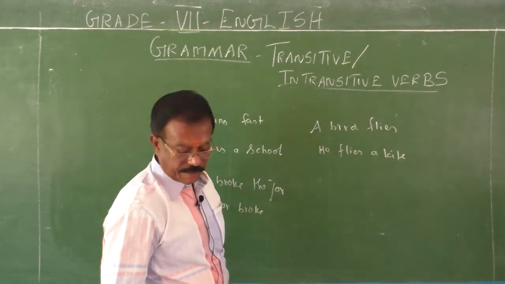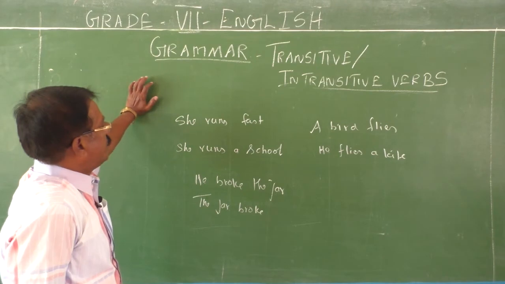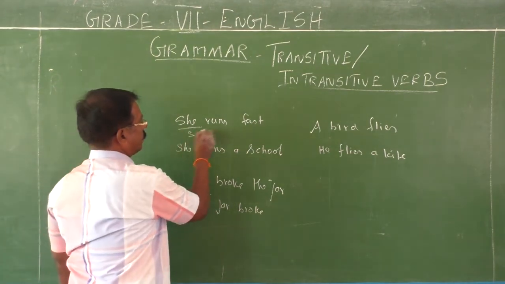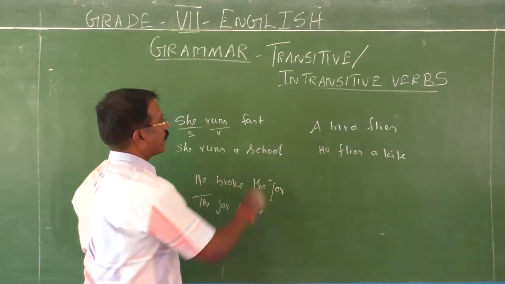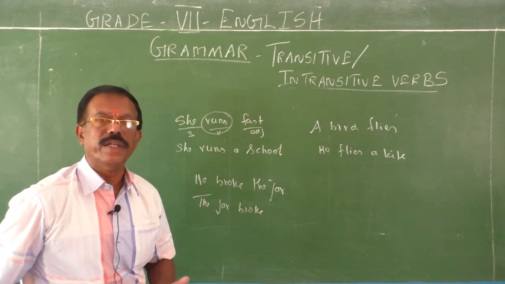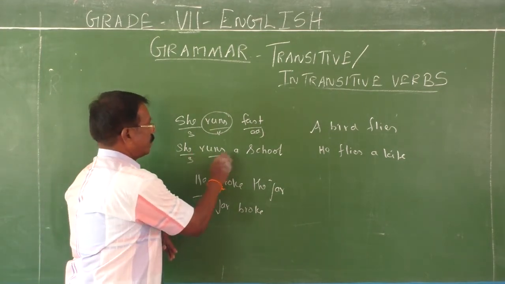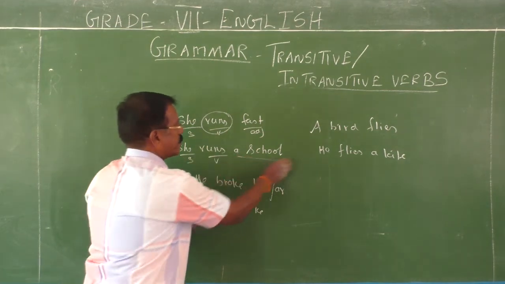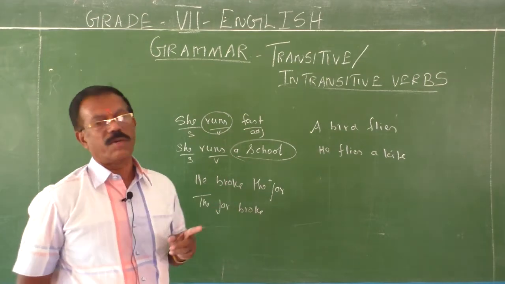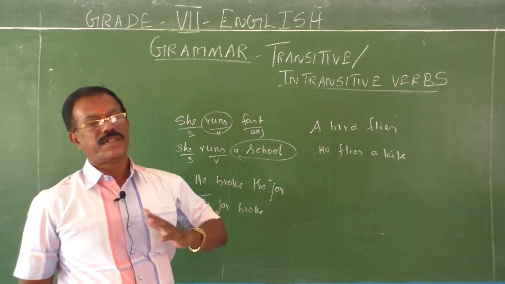Now, just compare these sentences. Pair of sentences: she runs fast, she runs a school. The first one: she, subject; runs, verb; fast, adjunct. So here the verb runs is used intransitively. In the second example, she runs a school. She, subject; runs, verb. She runs what? A school. It is used transitively because it requires an object. So the same verb can be used transitively as well as intransitively.